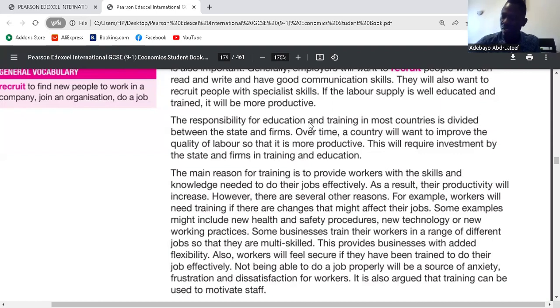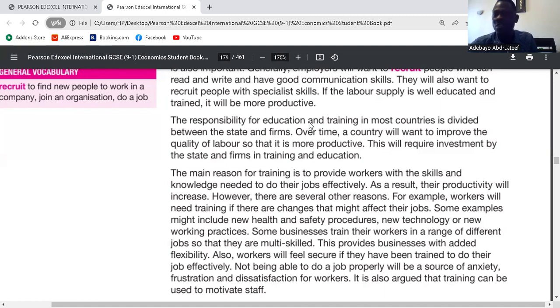We have three types of workers. We have skilled workers, unskilled workers, semi-skilled workers. Skilled workers have education and training. Unskilled lack it. Semi-skilled, they are in between education and vocation. So it is important for your workers to be skilled and qualified. That is why we can get this done through education and training.